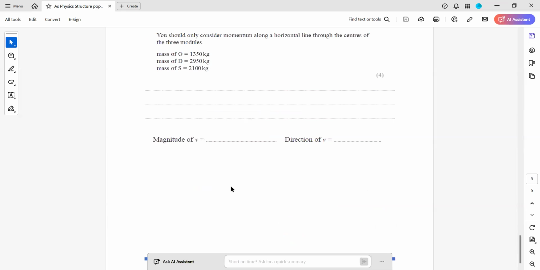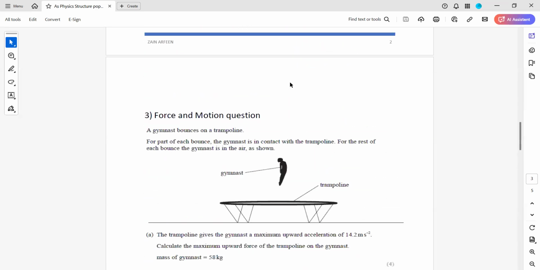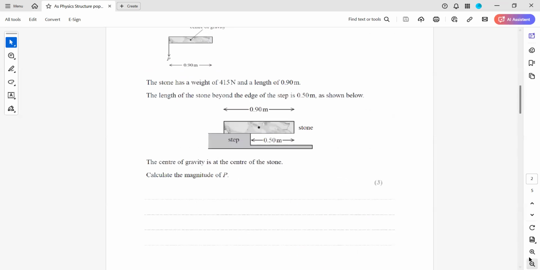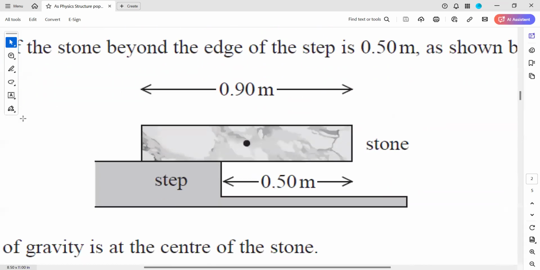What about subtract 0.5? Why do we subtract 0.5 from 0.54? See, we always take the perpendicular distance of the force from the pivot. So this was a pivot, around this point this object will rotate. So this is a point of rotation. And this total distance was 0.45 because the weight is acting at the center. So this is 0.5 and this one is 0.45.